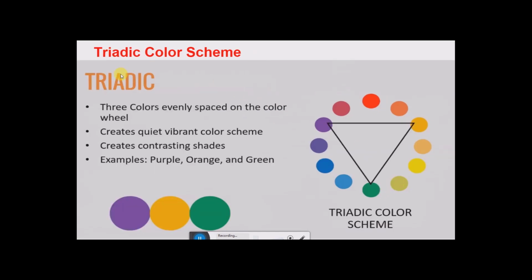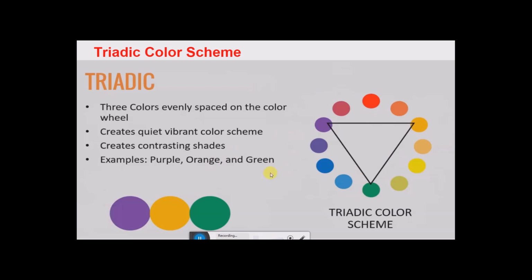Then you have the triadic color scheme. These are 3 colors evenly spaced on the color wheel, like this to this and this, or this to this and this and this. They create a quite vibrant color scheme. They create contrasting shades. Examples are purple, this, orange, this, green, this.